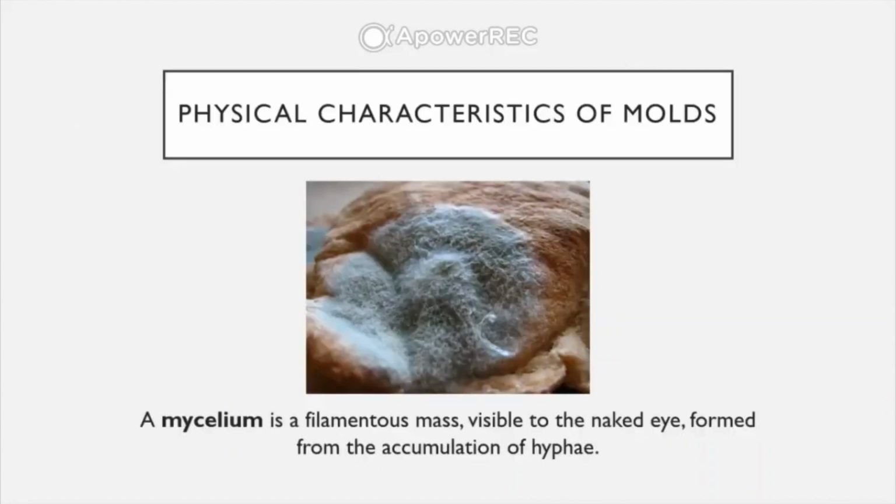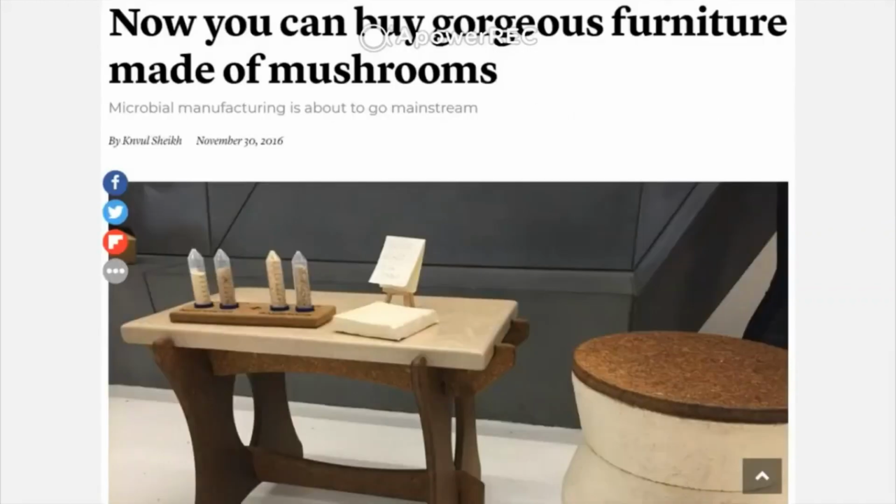In this next slide, we have mycelium, which is a filamentous mass which can be visible to the naked eye, which is formed by an accumulation of hyphae. This particular mass is growing on bread. We are all pretty familiar with this. However, much more elegant forms can be created from these structures.